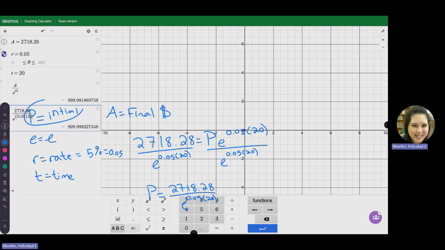If you're gonna have to do a lot of them, it's easier to just list your variables, and then you just keep typing it into the formula, and it'll just automatically do it for you. But we're gonna round this to the nearest dollar. So 0.99 becomes $1,000. So she initially put in $1,000, and after 20 years, she earned an extra $1,700 off of it, essentially.